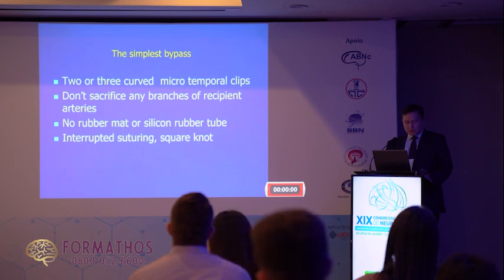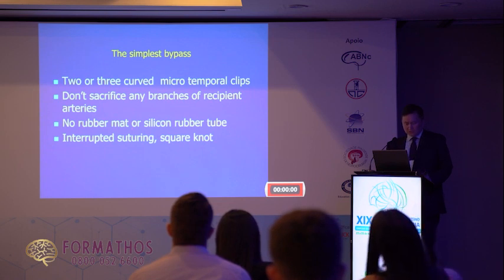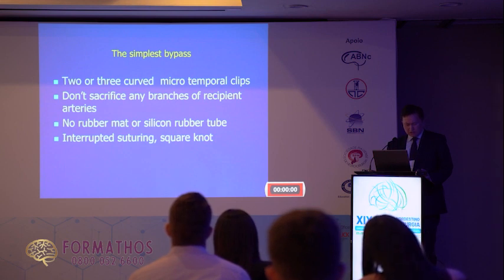So I take the simplest bypass technique. You only use 2 or 3 curved micro temporal clips, don't sacrifice any branch of the recipient artery, and never use additional rubber silicone tube or rubber mats. Interrupted suturing, square knot is enough.